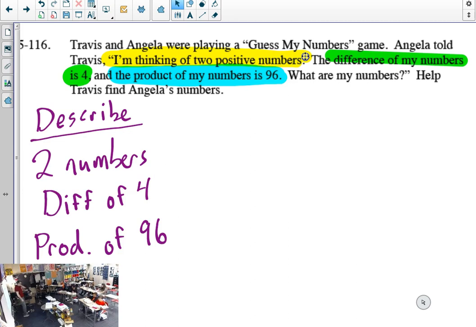So that's what we know. How do you deal with that? I'll give you guys a little bit of time to work through this.